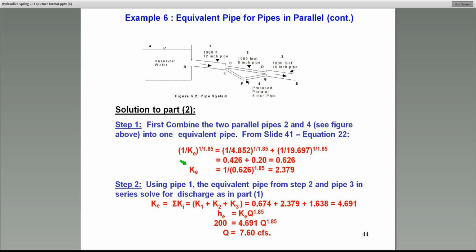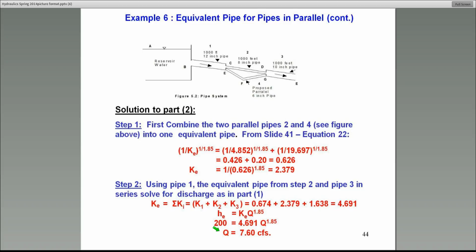So therefore, this is the equivalent pipe for those two parallel pipes. This essentially represents the same head loss as would transpire if the two parallel pipes are used. Once we have the parallel pipes replaced with a single pipe, we recognize that pipe number 1, the equivalent pipe that I just got, and pipe number 3 are in series. So we sum all their K values, and the total K equivalent of the entire system, in this case, is 4.691. And therefore the Q can easily be obtained: it is 7.6 CFS.